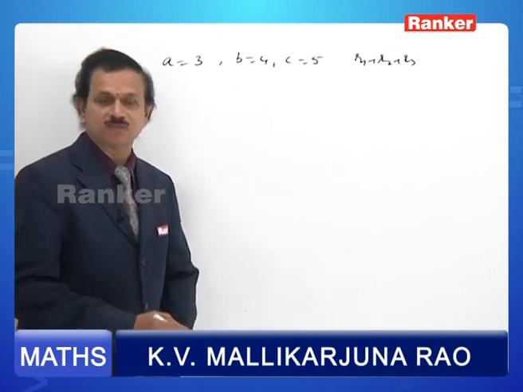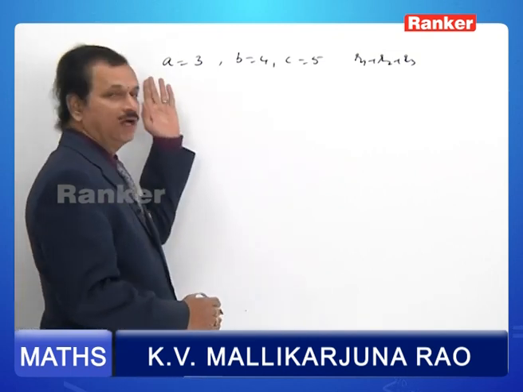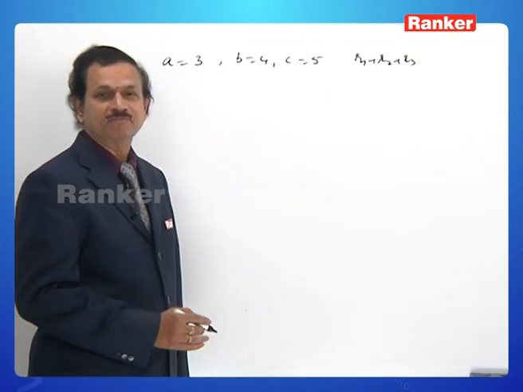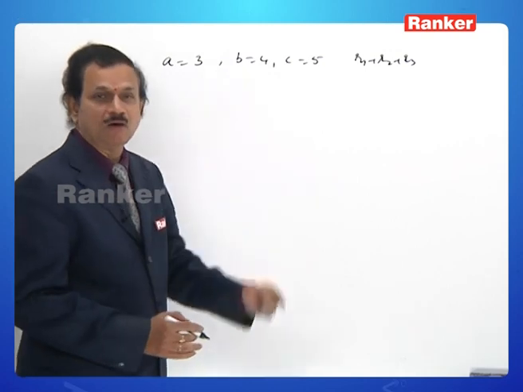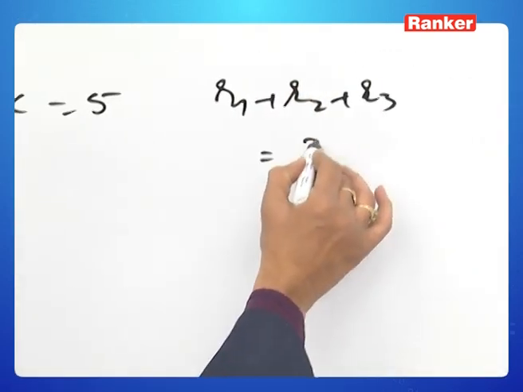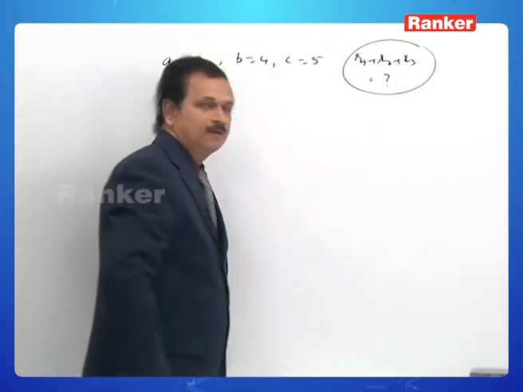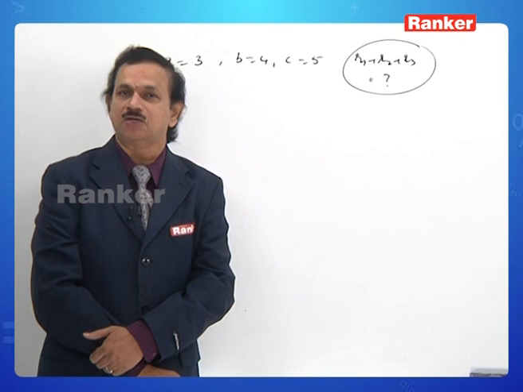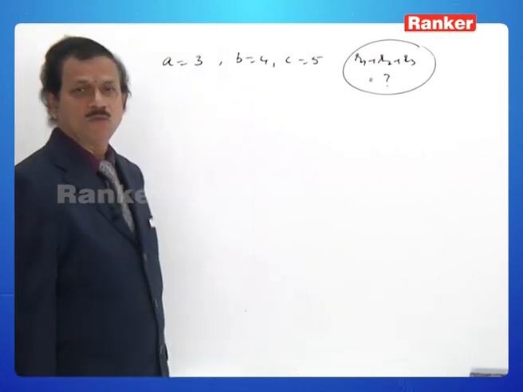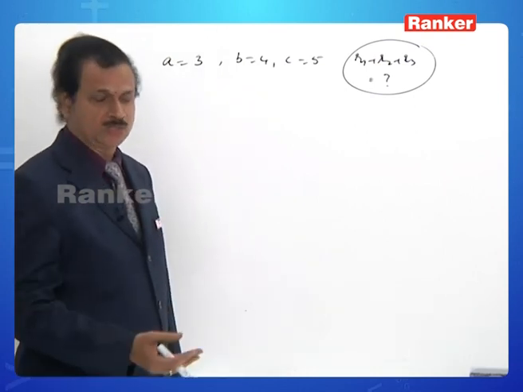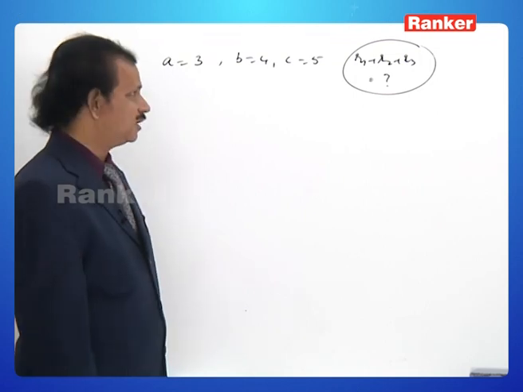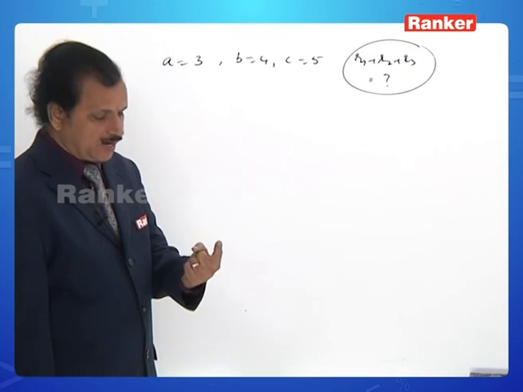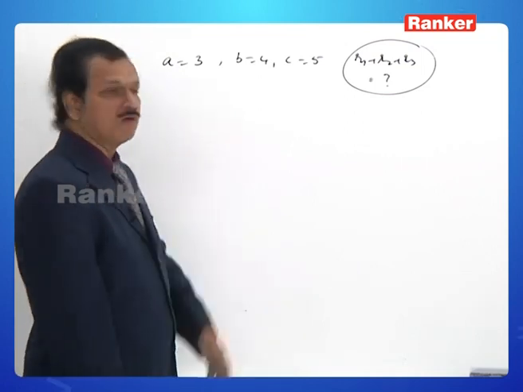Let us think of this solution. What is the data? All the three sides are given: 3, 4, 5. And what is required? r1 plus r2 plus r3 is equal to how much? Think of the formula. What is r1? Delta by s minus a. What is r2? Delta by s minus b. What is r3? Delta by s minus c. So, you need delta and s because a, b, c are all known.